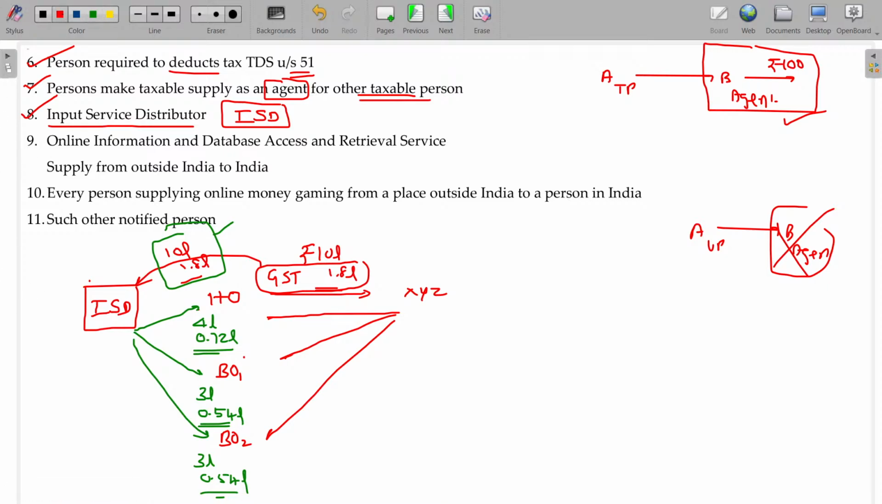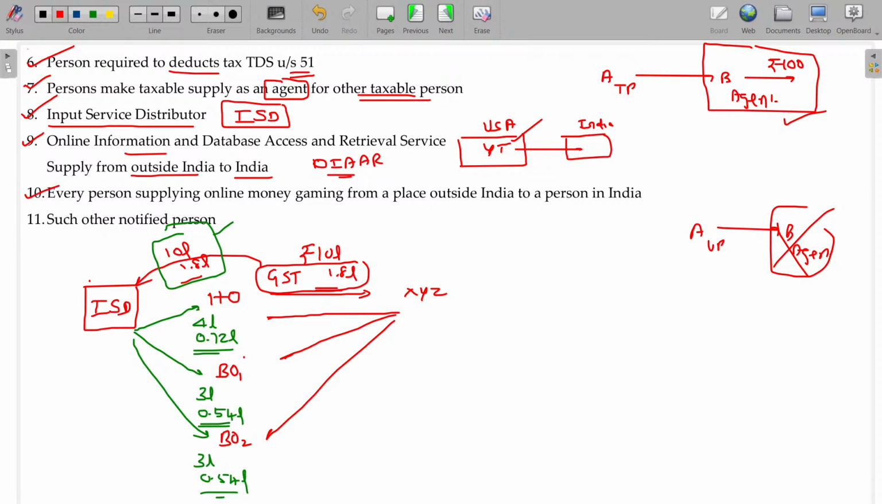Now, ninth one. In case of online information database access and retrieval services, where supply is from outside India to India, okay, OIDAR services. In this case, supplier being in USA, okay, probably you have YouTube or cloud storage in USA. In India, you are downloading all these things for your enjoyability. For this, the consideration is payable. Then automatically what happens? This YouTube should be a registered person, irrespective of the turnover.